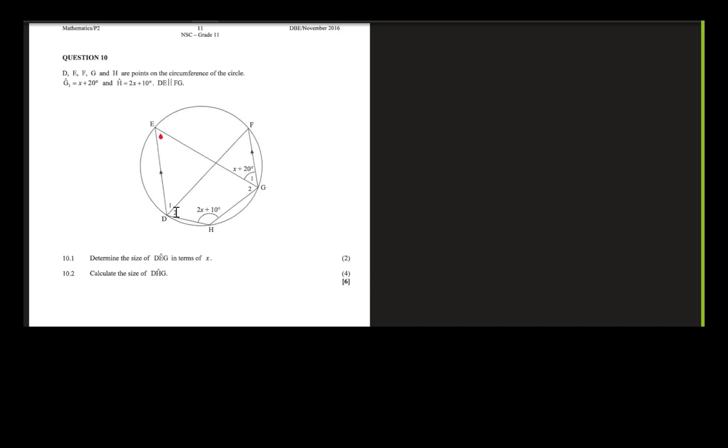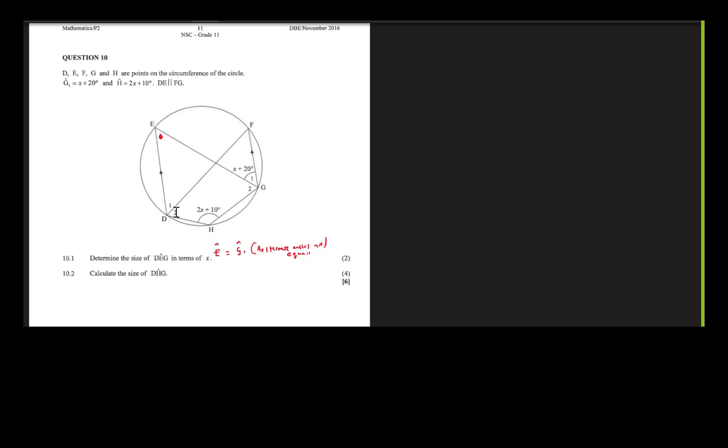Good. Impressive. You are making my day. x plus 20 degrees. So how do you get it? Explain your concepts here. How do you know that? Yes. You are saying angle E is equal to angle G1. You write the reason this side. You say alternate angles are equal.